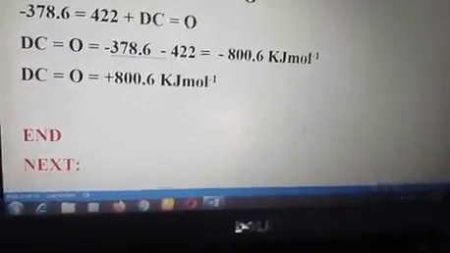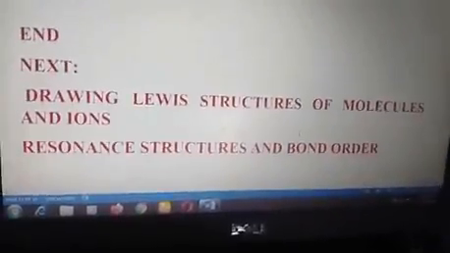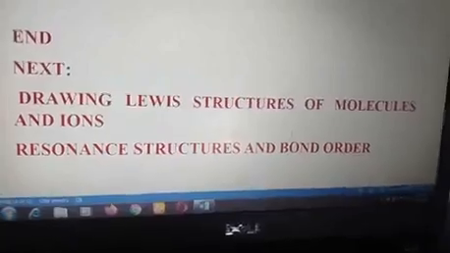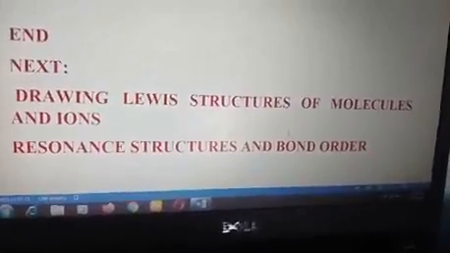So that brings the lecture to an end. Next, we're looking at drawing of Lewis structures of molecules and ions. We're also looking at resonance structures and bond order.